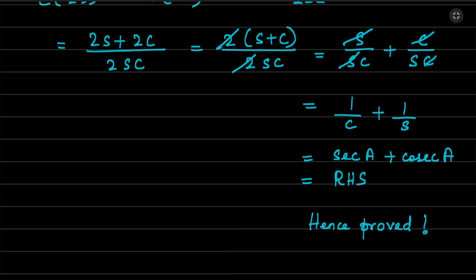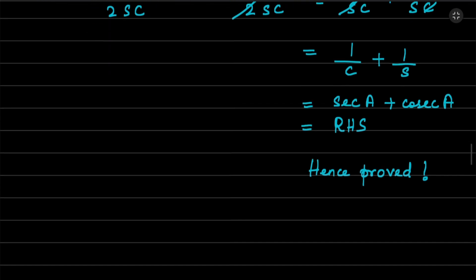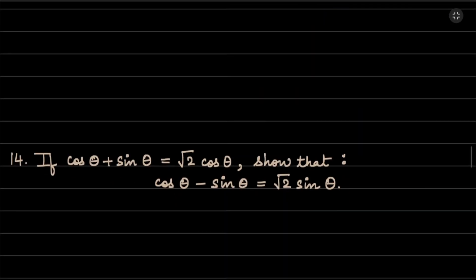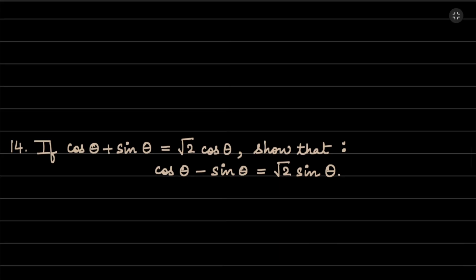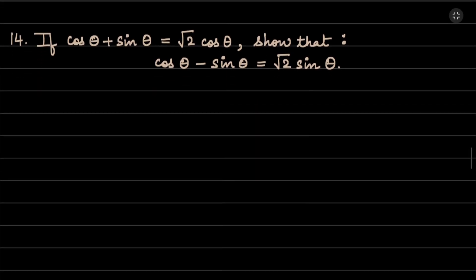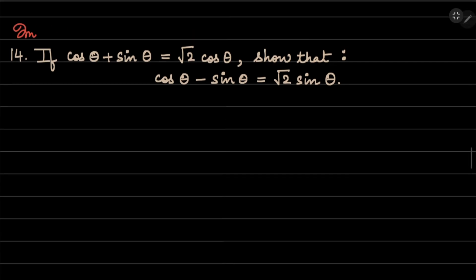Okay, let's move on to the next question. So that's the 14th question of today. Again, a very, very good question. What you're asked is: if cos theta plus sin theta is equal to root 2 cos theta, you have to show that cos theta minus sin theta is equal to root 2 sin theta. Very good question. Very important question as well. So let's do it.